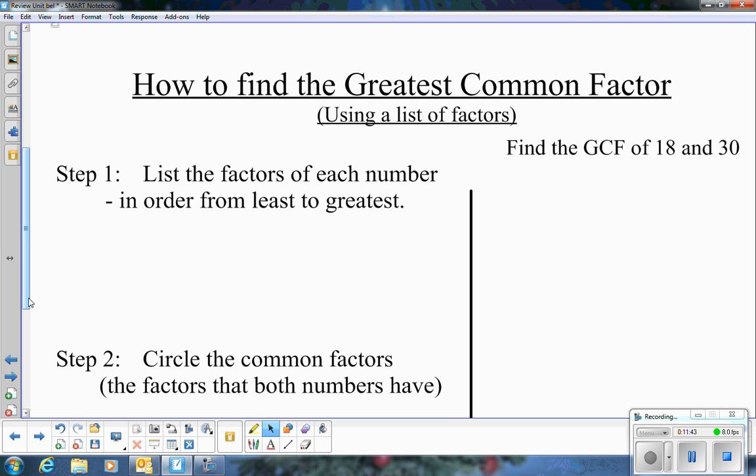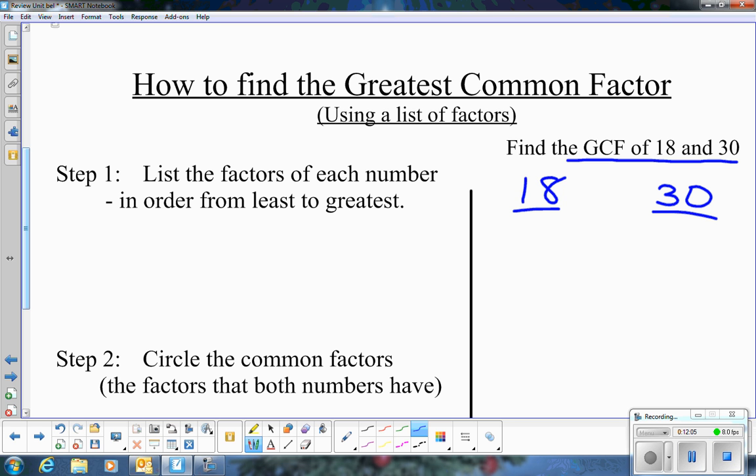So this is where you're going to start working in your notebooks. All right? Step 1, list the factors of each number in order from least to greatest. See, on the right-hand side, we have like an example problem going here. Find the GCF of 18 and 30. So we're going to list our factors, which means we're going to make our little factor charts. And we're going to do it the way I taught you so that you don't skip anything. Starting with 1. 1 times 18. 2 times 9. 3 times 6. Does 4 work? No. Does 5 work? No. Does 6 work? Yes, but we have to stop when we repeat. So we're done.